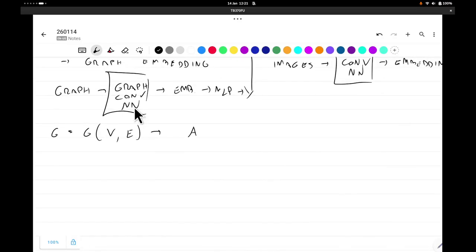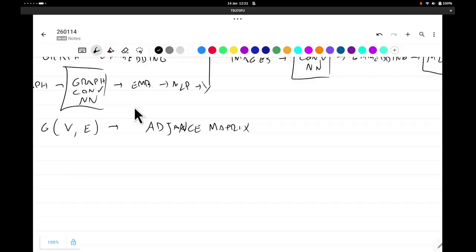We can represent it mathematically as a concatenation, maybe, of the adjacency matrix, plus features in this way.